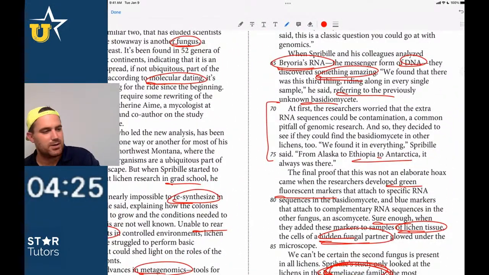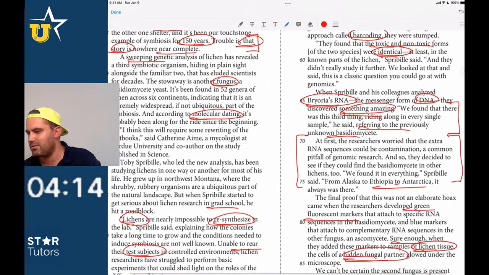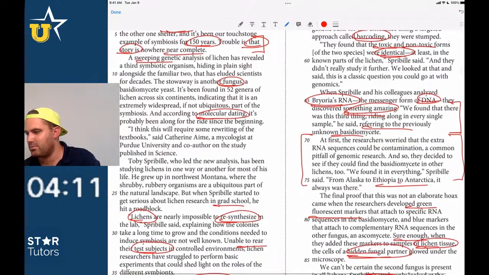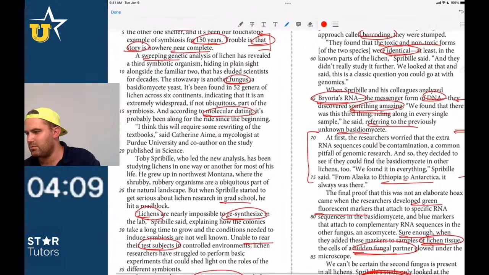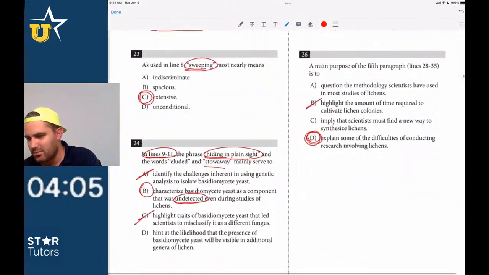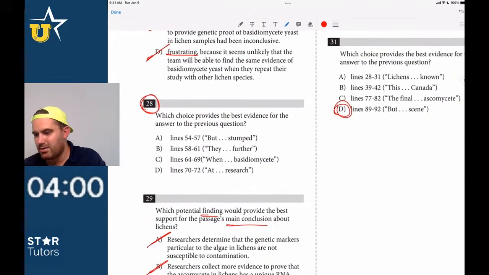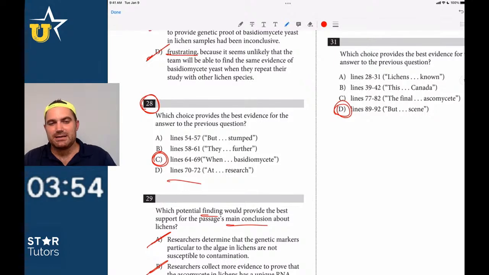First, researchers worried that, I'm stuck with this one. I know that there was this third thing right now. It's either one of these two. I think it's C, which is the one that's just before 70 and 72. All right, just for time's sake, I'm going to stop there.